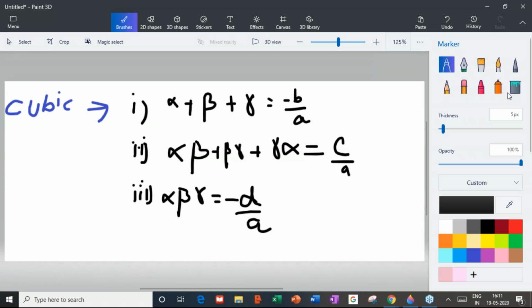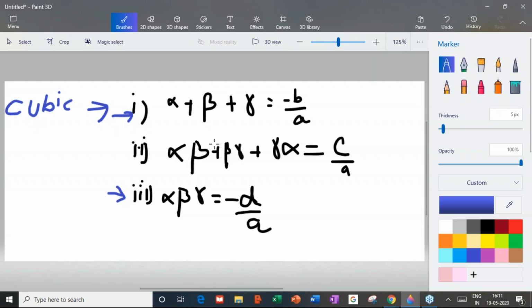You can use these properties when you solve a cubic polynomial. A cubic polynomial is one where x has the highest degree of 3. Quadratic is where x has the highest degree of 2. The first property and the third property is valid for quadratic too.